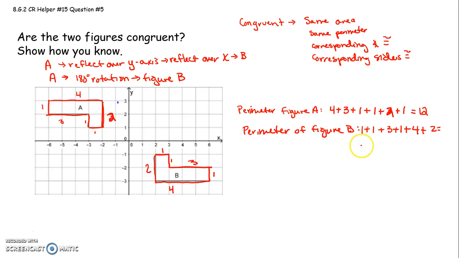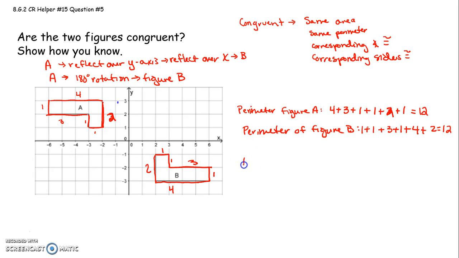Wow, I'm so sorry I seem so scattered. I'm so sick today, and my brain's just not working. 1 and 1 is 2, and 3 is 5, and 1 is 6. And 4 is 10, and 2 more is 12. Okay, the perimeters are each 12 units.